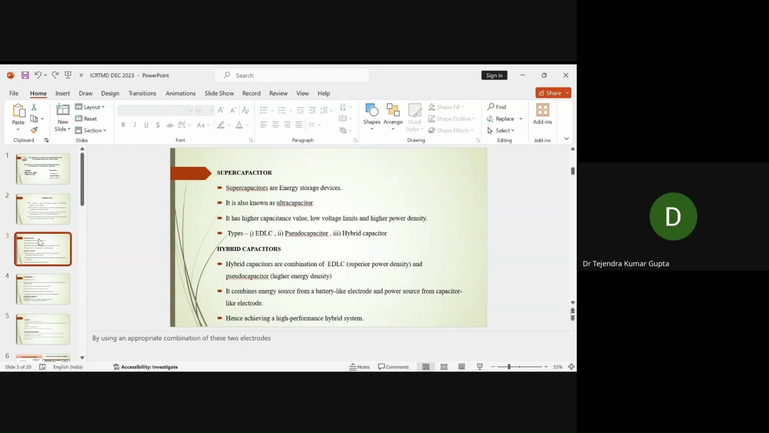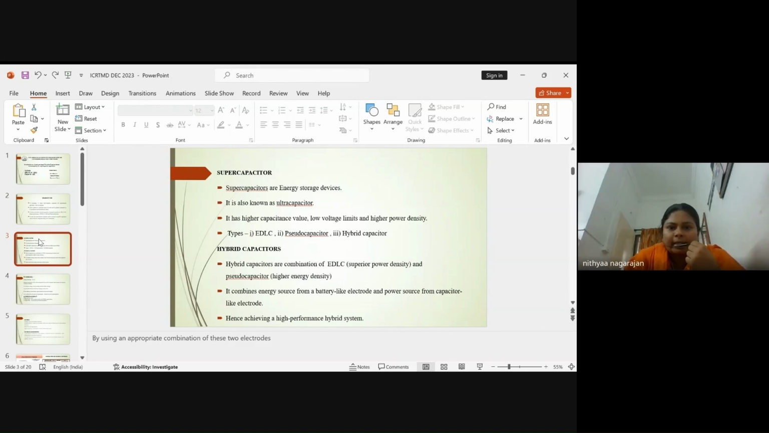Yes, yes, please. So there are three types of supercapacitors: EDLC, pseudocapacitor, and hybrid capacitors. The hybrid capacitors are the combination of an electric double-layer supercapacitor with superior power density and a pseudocapacitor with high energy density, combining a battery-like electrode and a capacitor-like electrode to achieve a high-performance hybrid system.